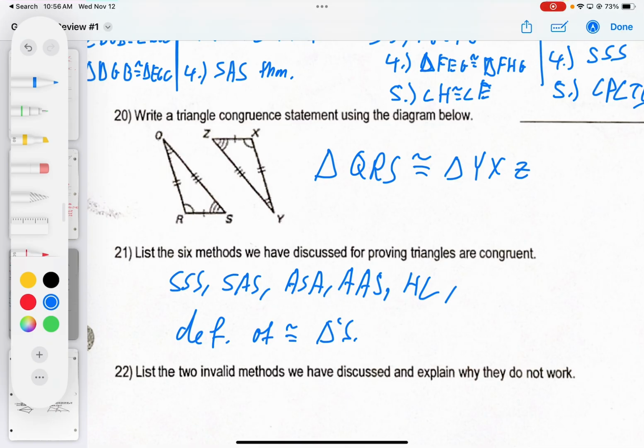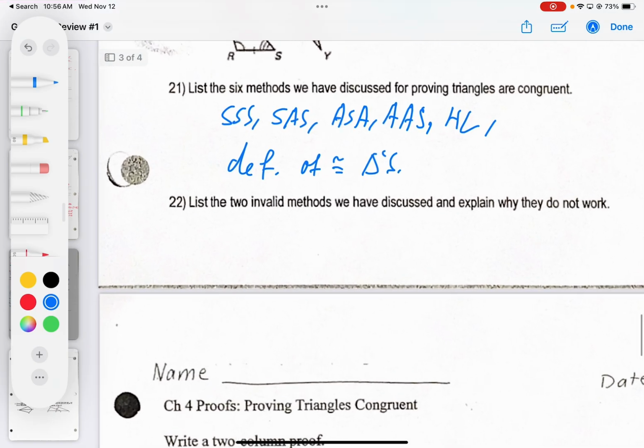Yes, Liam? Is a question like that going to be on the test? I don't know, maybe. You want it to be? That's easy money points right there, right? If that was 100 points, that's an easy 100.